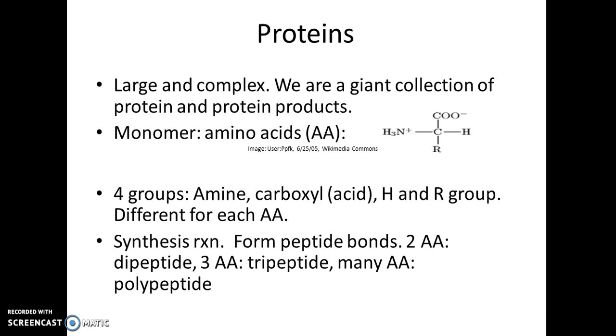So the monomer of a protein, hopefully you remember, is an amino acid, from now on AA. We have a central carbon, which is our chiral carbon. Talked about that in the first screencast. The central carbon is attached to 4 different groups.